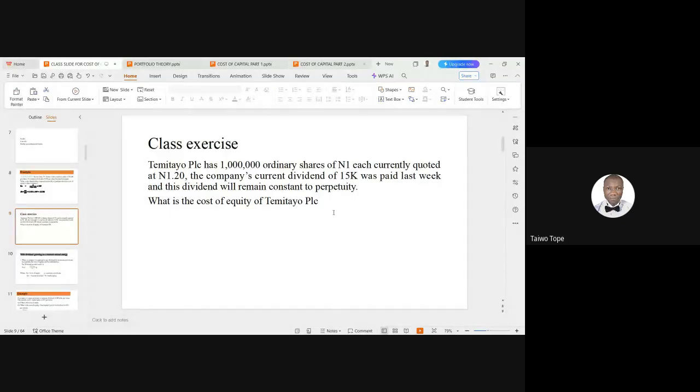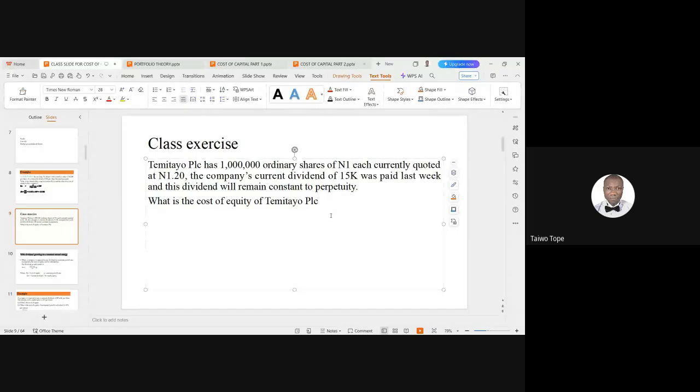Now, let me come back to this question. Looking at this class exercise that I asked everybody to solve, maybe there are some persons that didn't get it. Temitayo PLC has 1 million ordinary shares of 1 naira each, currently quoted at 1 naira 20 kobo. The company's current dividend of 15 kobo was paid last week, and this dividend will remain constant to perpetuity.